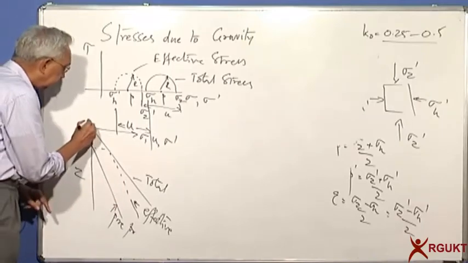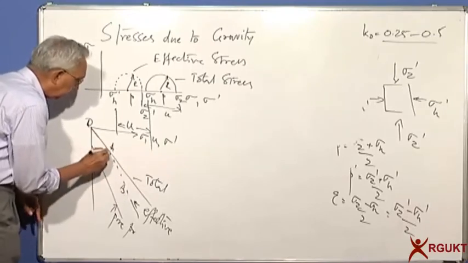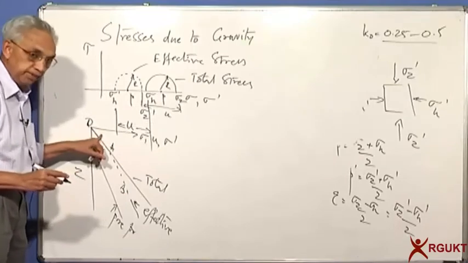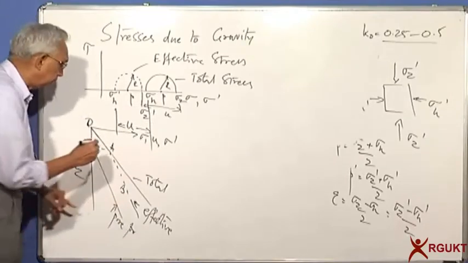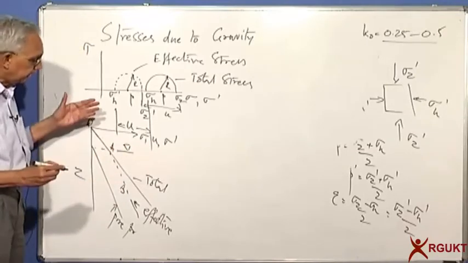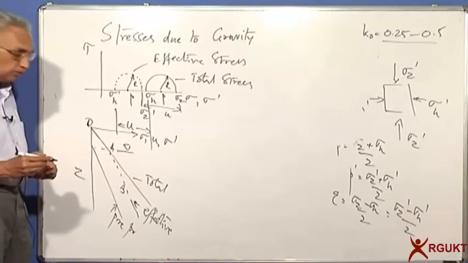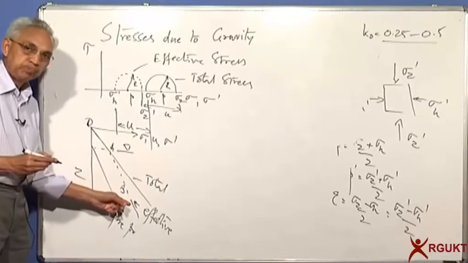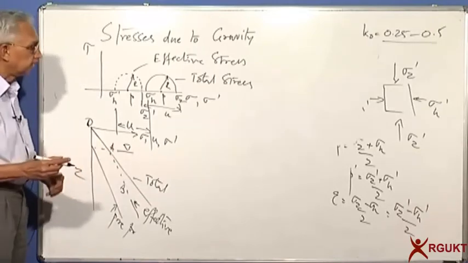So this is 0, point A, B will be here. The slope here, the gradient, is proportional to the total unit weight, and the slope below the water table will be the submerged unit weight. This gives you a picture. If you want to combine this with horizontal stress, all that you have to do is multiply the effective vertical stress with K0, and you will get the horizontal stress.